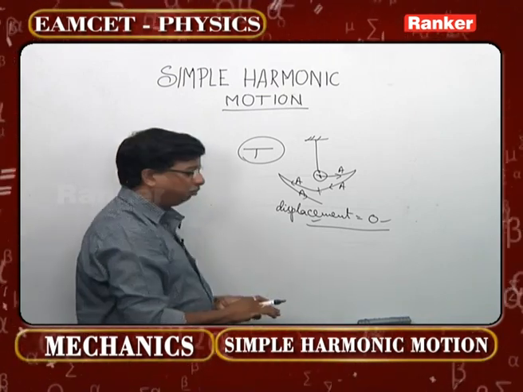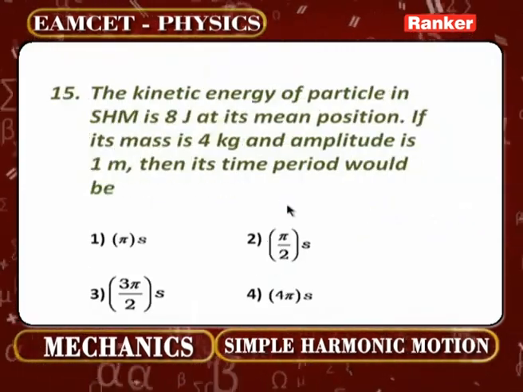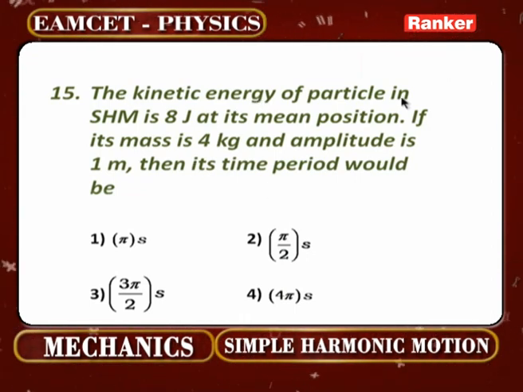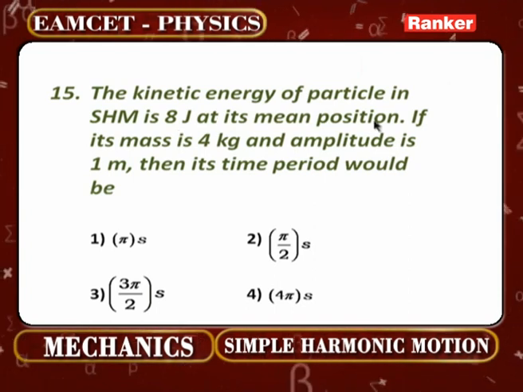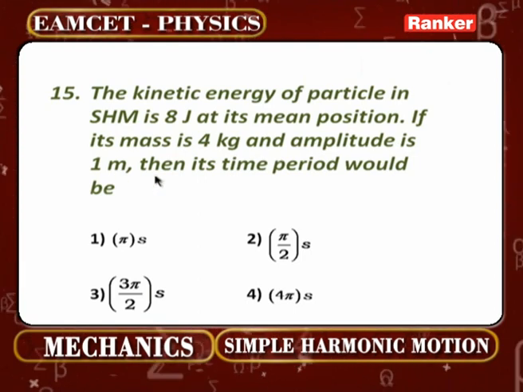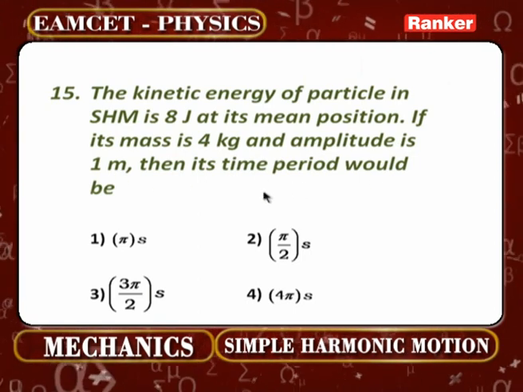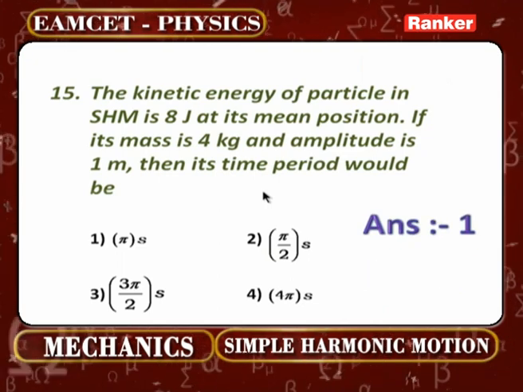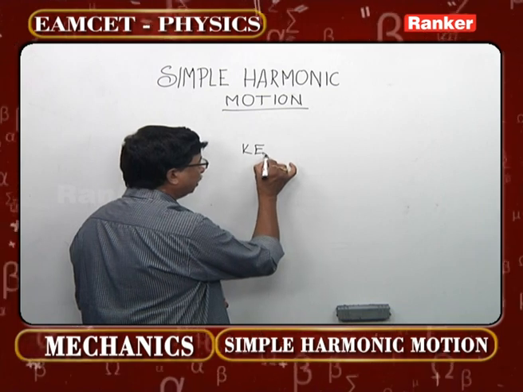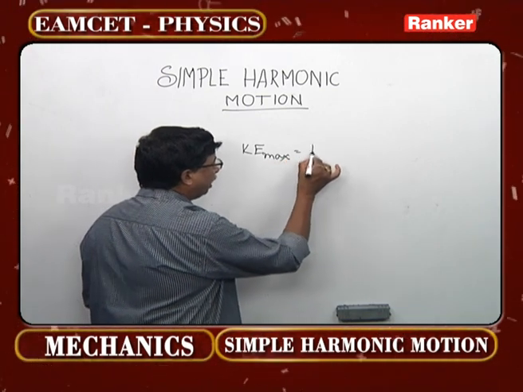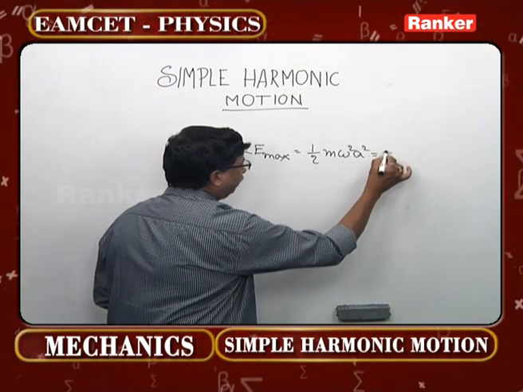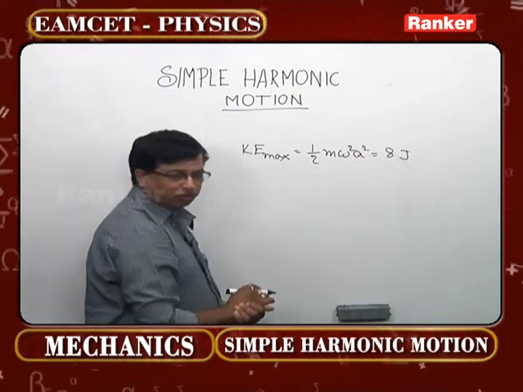Now come to problem number 15, the very next number over here. If you look at that one, the kinetic energy of a particle in SHM is 8 joule at its mean position. If its mass is 4 kg and amplitude is 1 meter, then its time period would be how much? Kinetic energy at its mean position is 8 joule. Kinetic energy at its mean position means what? Maximum kinetic energy, half m omega square a square. This is given 8 joule according to the problem.